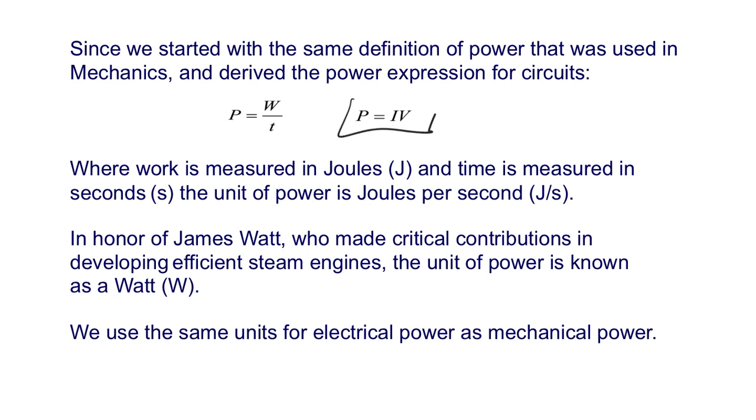So here's the equation for electrical power. What are the units for electrical power? The unit for I is amps, or coulombs per second, right? The unit for voltage is the volt, which is a joule per coulomb.